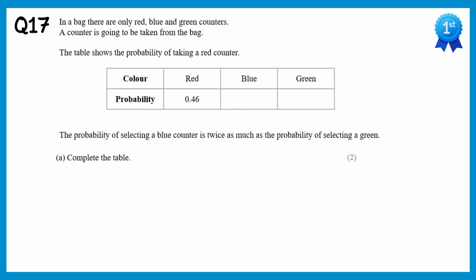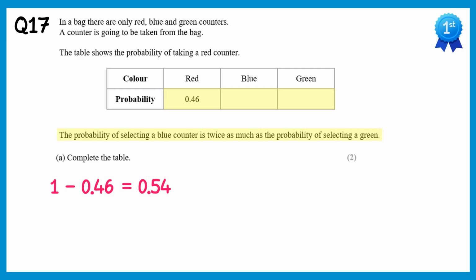In this question, we need to complete the table. And if you look at the table, you can see we've got the probability for red, but we're missing the ones for blue and green. Now, all three of these probabilities must add up to one whole. So if we do 1 take away 0.46, which gives you 0.54, this tells us the blue and green must add up to 0.54.